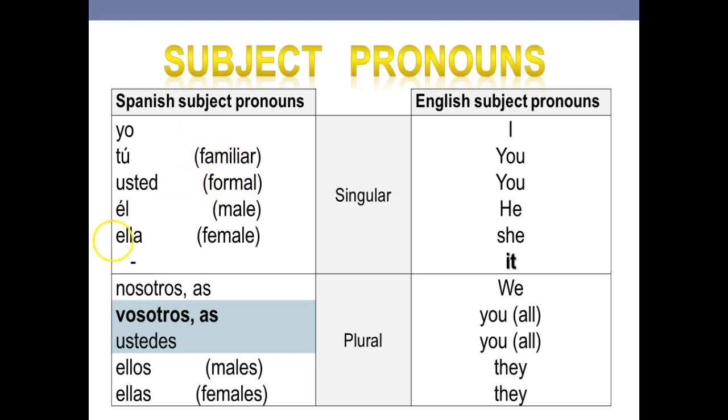Then we have él, which is the equivalent to he, and then we have ella, which is the equivalent to she. In other words, we have a he and a she form in Spanish. What is very interesting is that in the Spanish language we don't have the equivalent to it. As you see, there's nothing in here.